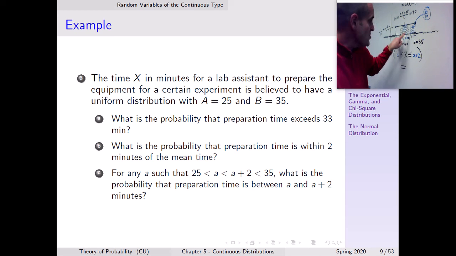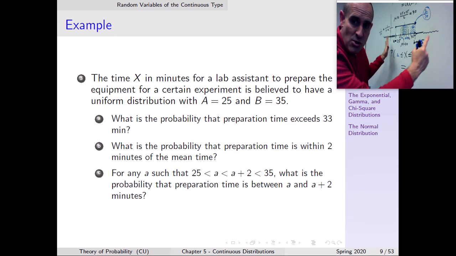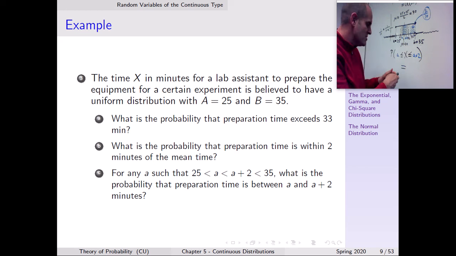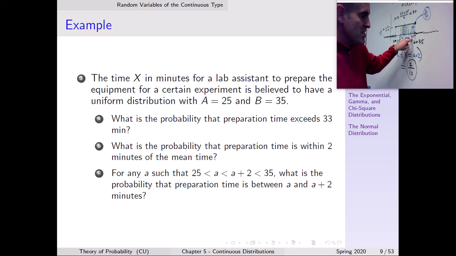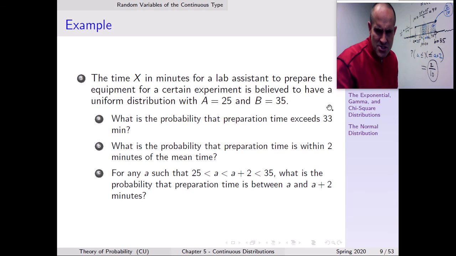Because since A and A plus 2 are both between 25 and 35, I just need to take a width of 2 over the width of the whole interval, which is 10 in this case. So that probability is 2/10. Right? Same as it was up here. This right here happened to be the case where A was 33 and A plus 2 was like 35, 2 more than that, yeah? Okay, so there's that.